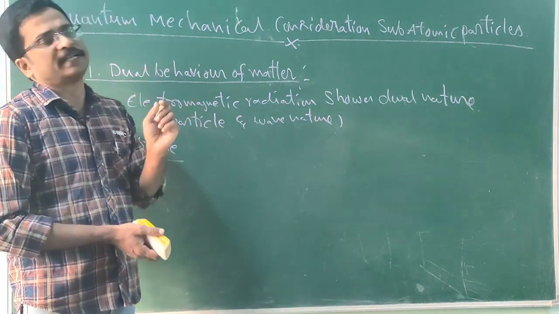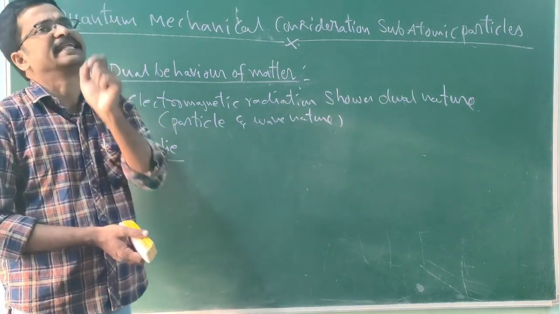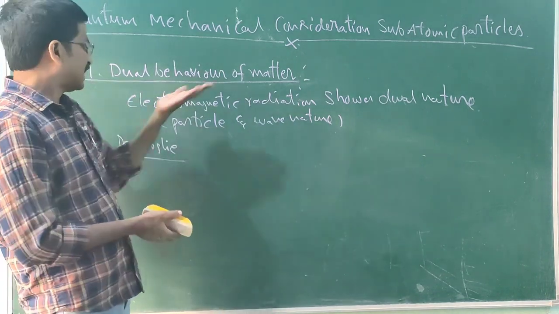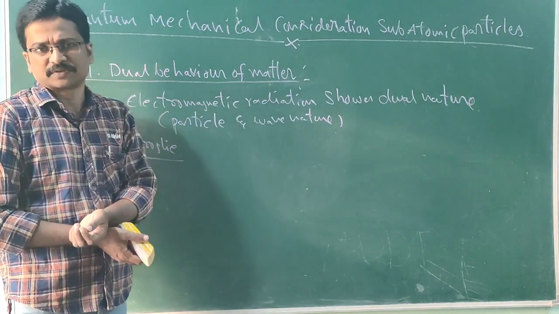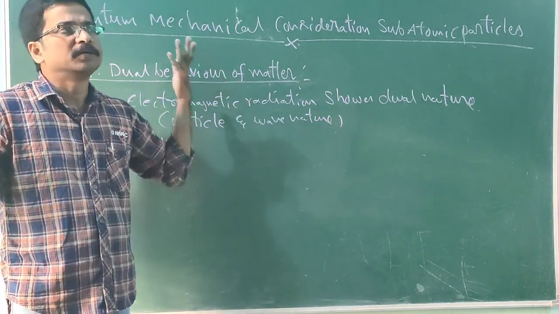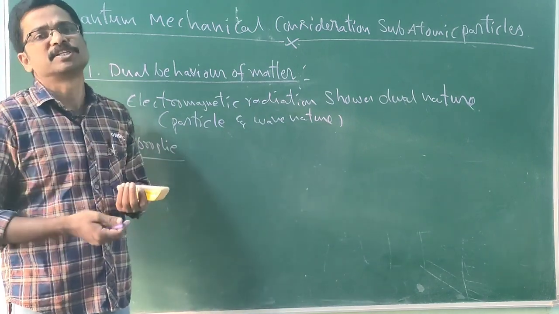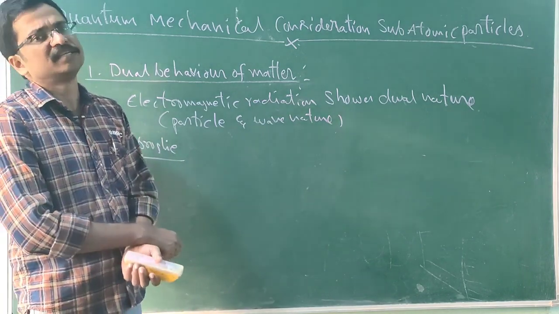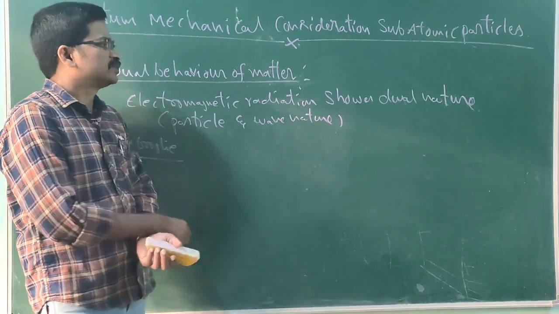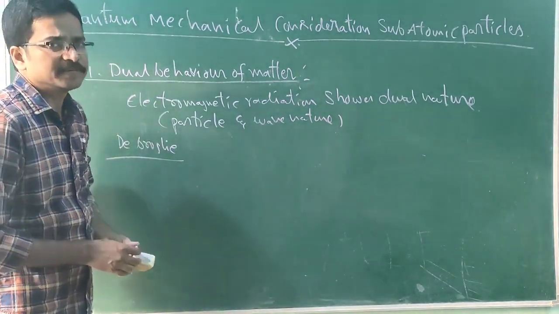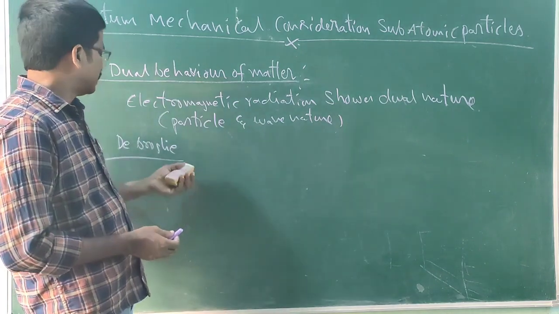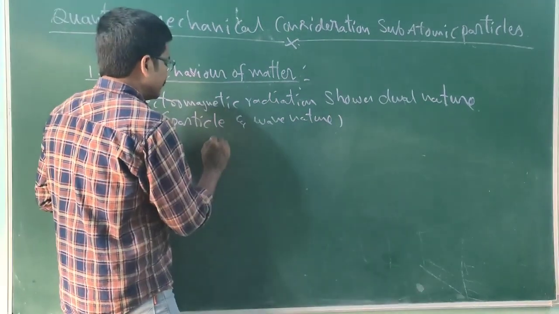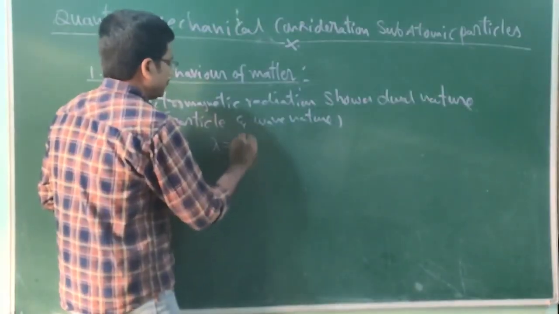Why do only smaller mass containing particles like the electron show dual nature like electromagnetic radiation does? Why can we not extend this principle to larger particles like a cricket ball? Why is it only valid for smaller particles and not for bigger particles? We will see later. In this context, de Broglie introduced one principle for the dual behavior of matter: lambda is equal to h by p.